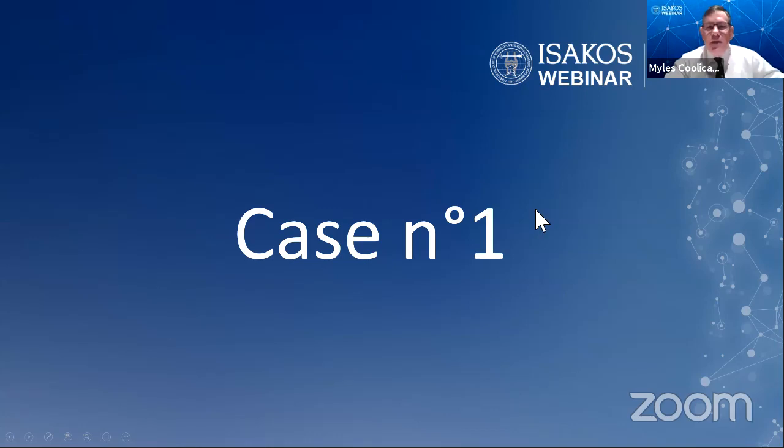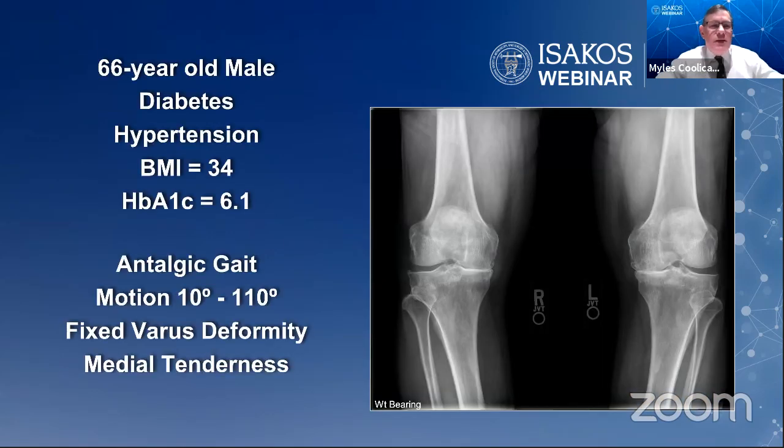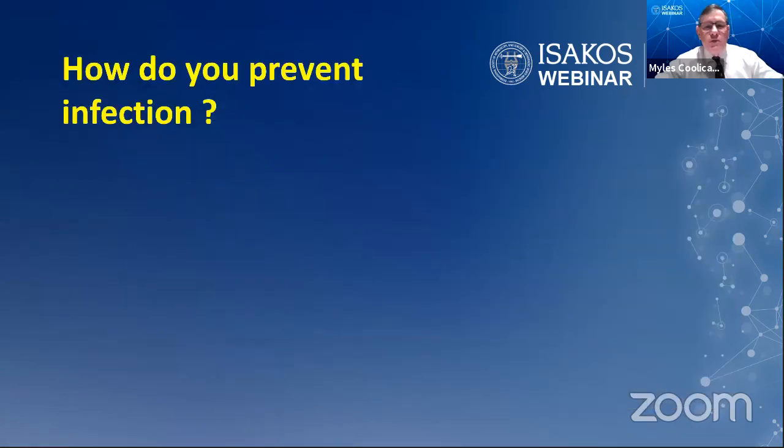Thank you, Sebastian. Our first case, and I want to make it clear to the audience that our panel have not seen these cases. They are getting them for the first time. So it's an honest answer to a case they've just received, and hopefully they'll be able to enlighten us. Our case number one is a 66-year-old male who suffers from diabetes and hypertension, so some comorbidities, BMI of 34 and HbA1c of 6.1. So his diabetic control is not terrible. He presents with an antalgic gait, a range of motion in both of his knees from 10 to 110 degrees with fixed varus deformities and medial tenderness. And so he's a patient that potentially has a risk of infection.